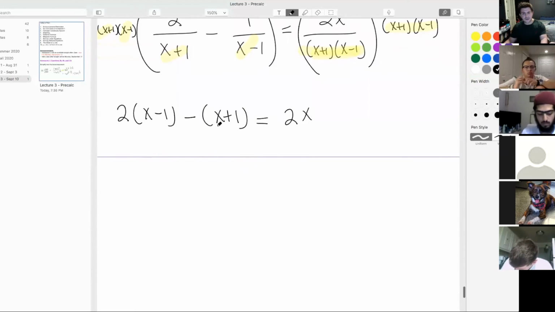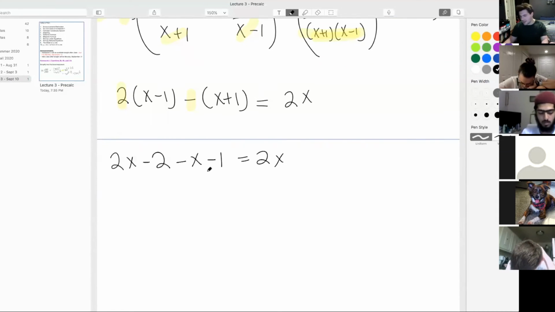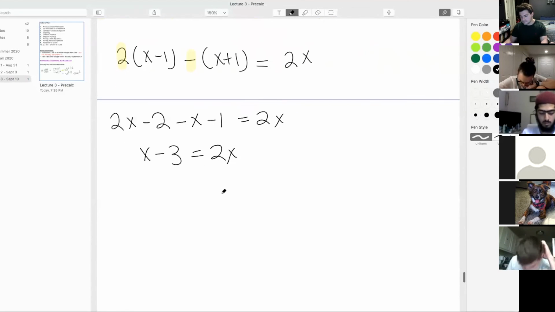Let me solve this very quickly. I'm going to distribute the 2 and negative 1 into those parentheses. So 2x minus 2 minus x minus 1 is equal to 2x. How about combining like terms? So this will be x minus 3 is equal to 2x. There are a few things you can do. You can subtract 2x from both sides and then add 3 to both sides. You'll get that x is equal to negative 3.